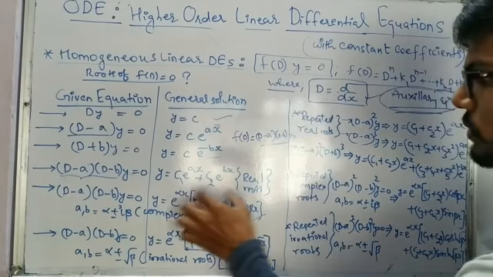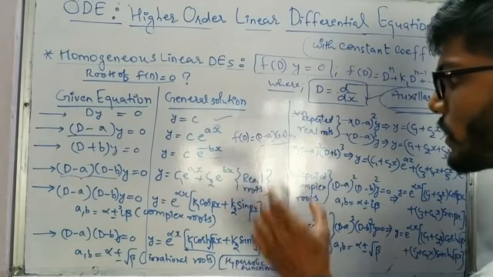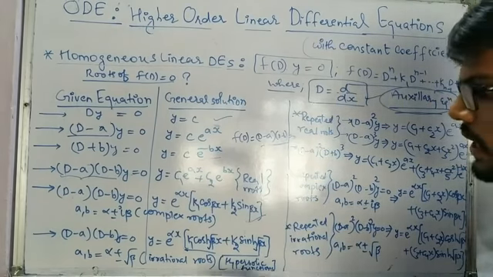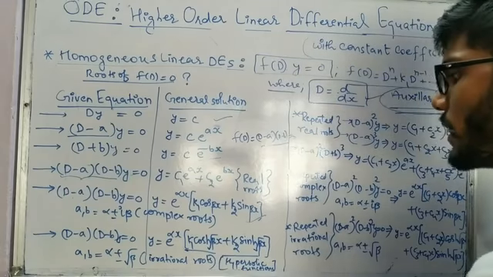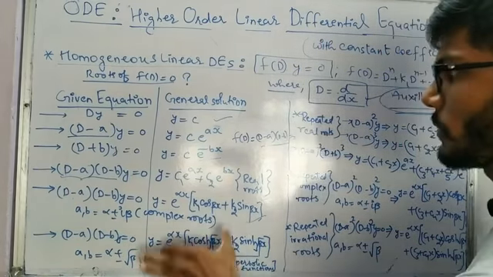In the case of real roots we are going to get the exponential solution. In the case of complex roots we are going to get the trigonometric functions, and in the case of irrational roots we are going to get the hyperbolic function. So this is the basic format, we have to be very careful.